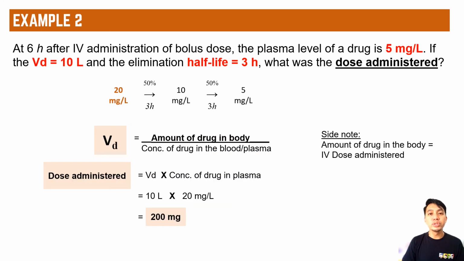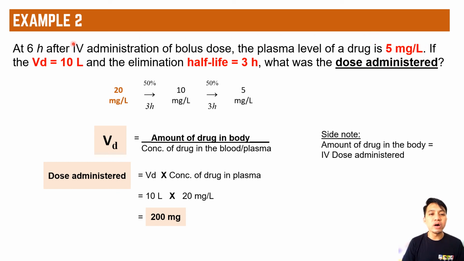Alright, let's move on to the second example. At 6 hours after IV administration of a bolus dose, the plasma level of the drug is 5 milligram per liter. If the volume of distribution, known as the VD, is 10 liter, and the elimination half-life, which is the T half, is 3 hours, what was the dose administered? So they require you to calculate the dose administered.